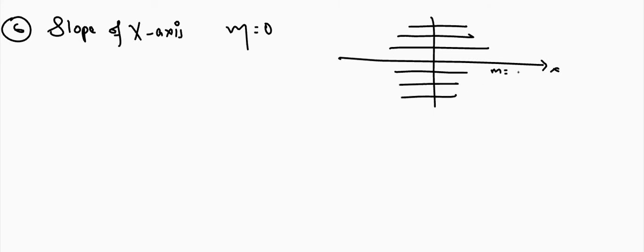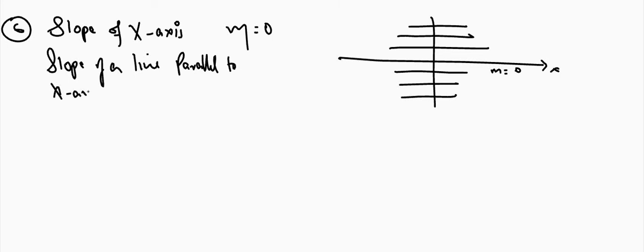Since m is equal to 0, slope of the x axis is 0, and the slope of a line parallel to the x axis or perpendicular to the y axis will be m equal to 0.